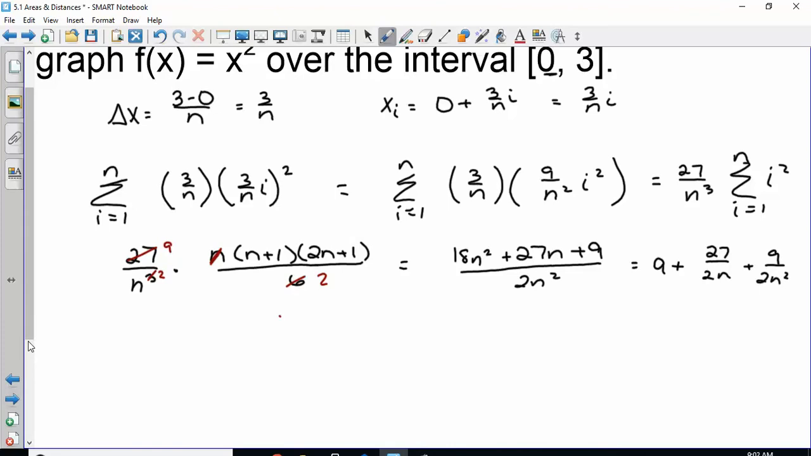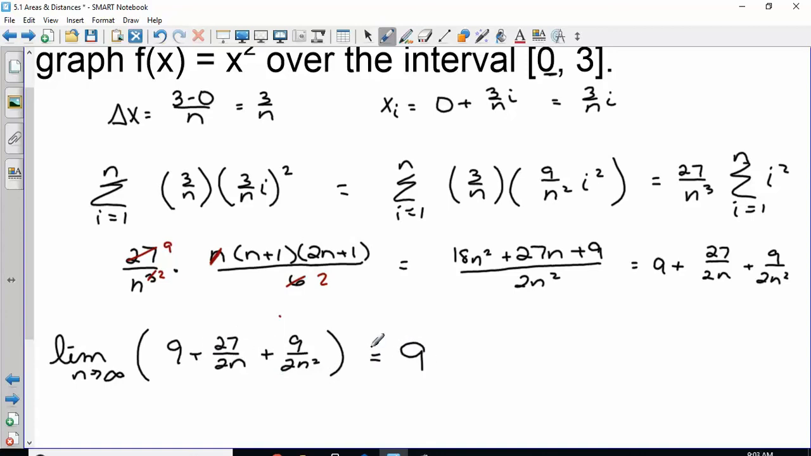Essentially, now you could tell me the area if I had 5 rectangles or 10 rectangles or 20 rectangles. All you'd have to do is plug in your n here. But what do we want in order to get the true answer? We need our n to go to infinity. So we will do the limit as n goes to infinity of this. The 9 would just stay. These, if you have a number over infinity, go to 0. So our answer is 9. The true area was 9.